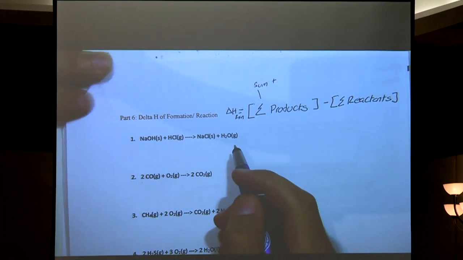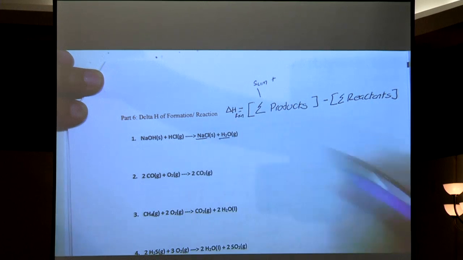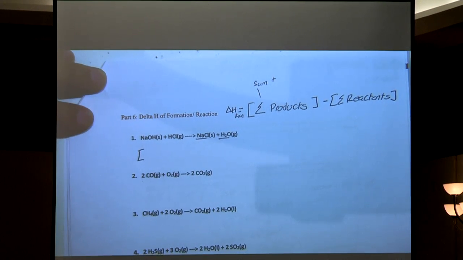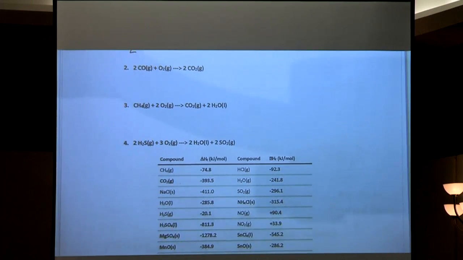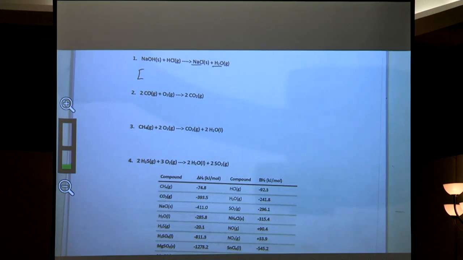So let's do this one first. So we're going to use products minus reactants. So I have my product of NaCl as a solid and H2O as a gas. So let's figure out their standard enthalpies of formation. So if I go down to the table, can I make this work? There, maybe.